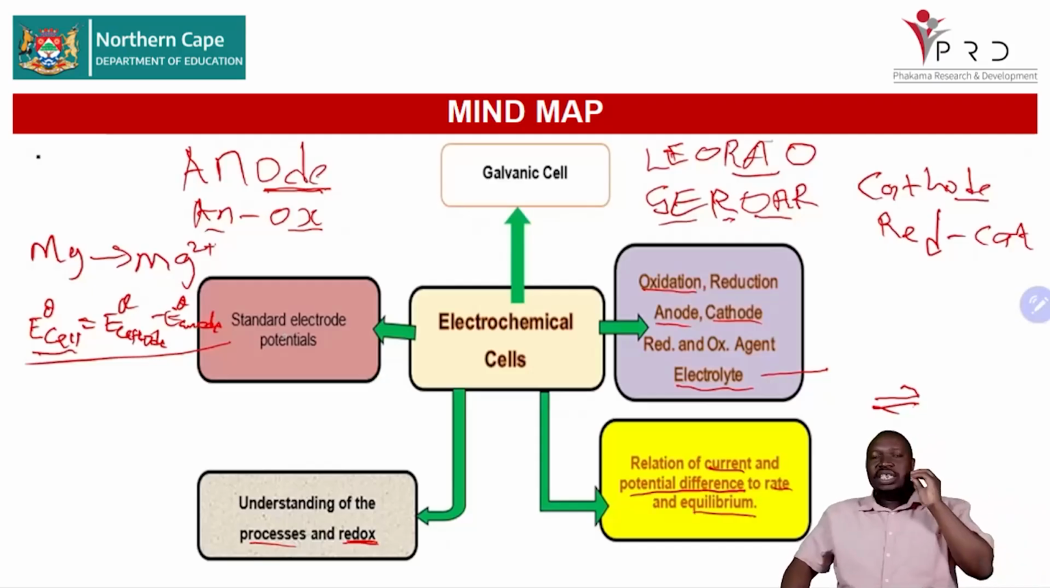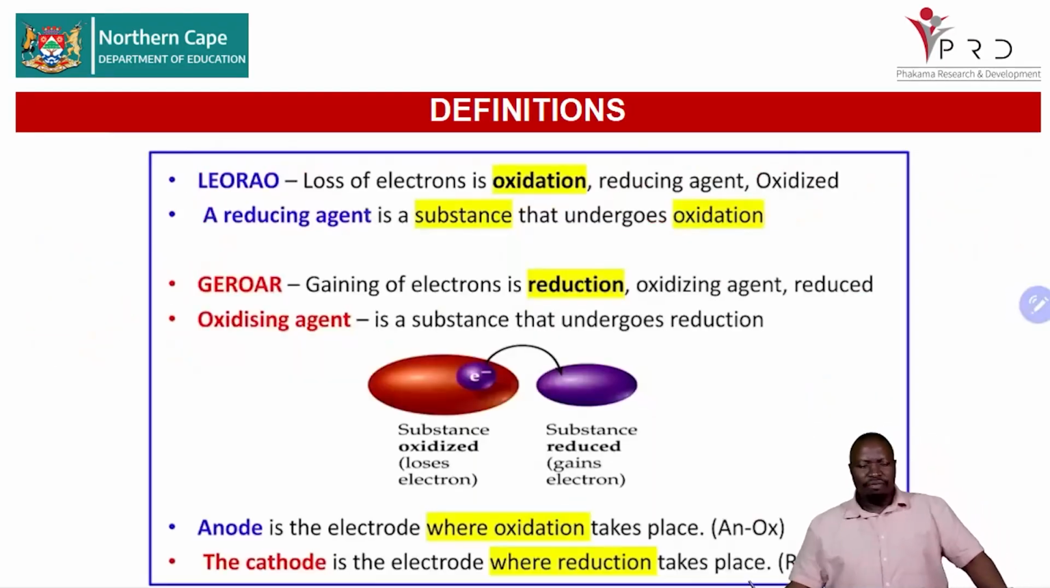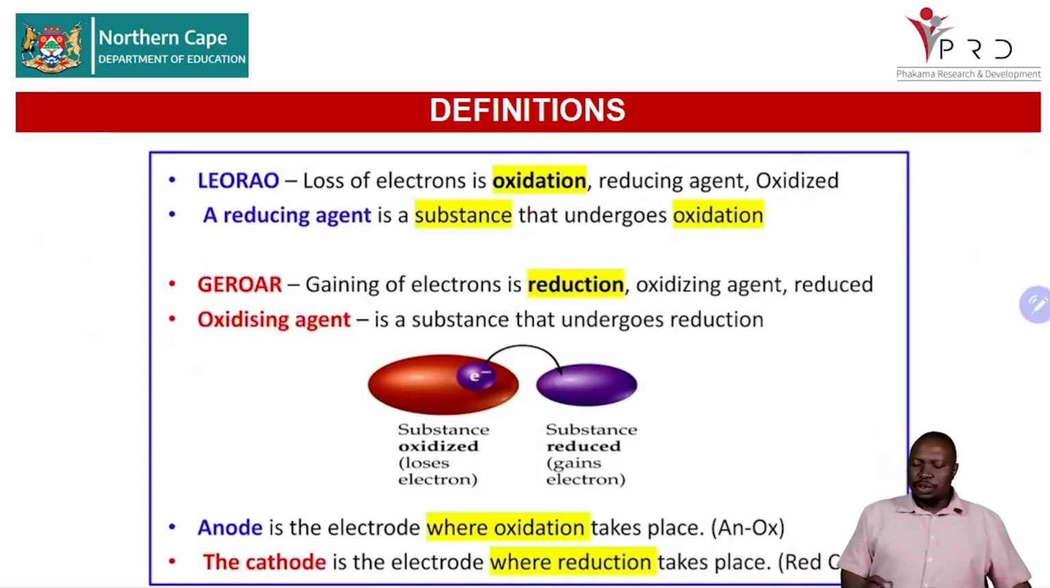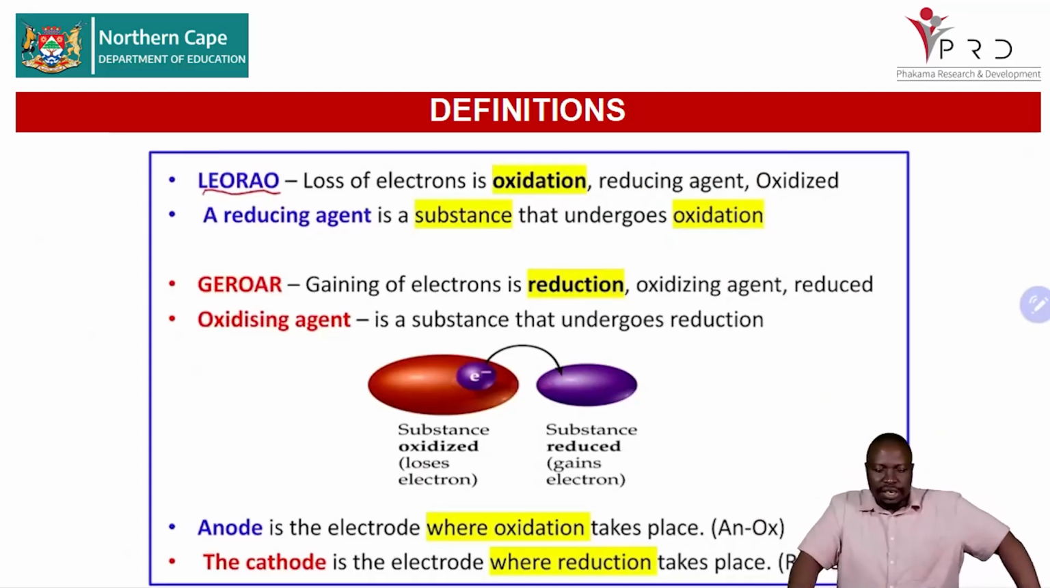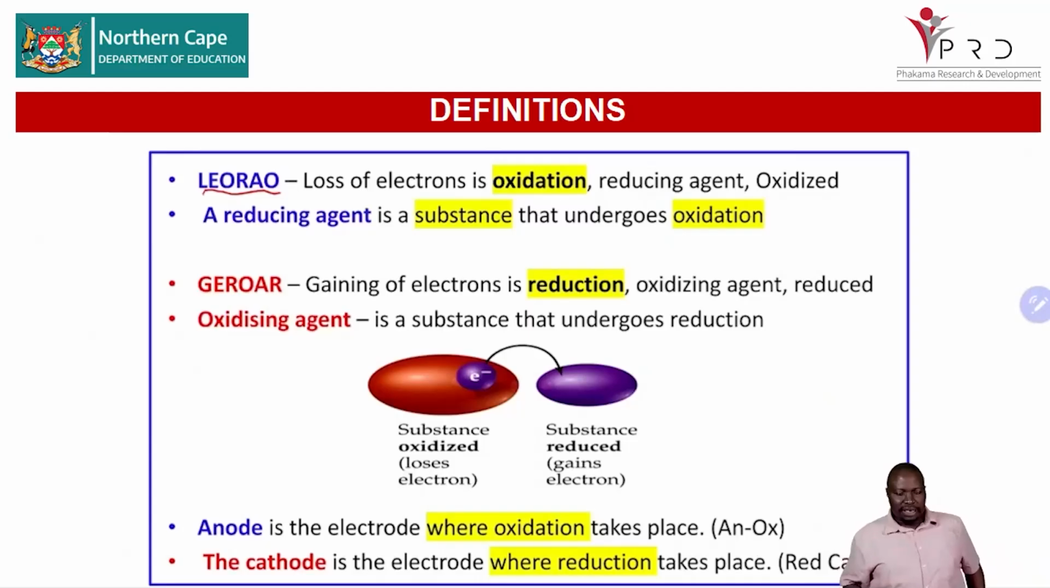So we'll be using the table of standard reduction potentials. Remember, we have table 4A and table 4B. We'll go through them so that we remind you what these tables mean and how you must use them to answer questions. Now, we have done the definitions already, so I won't spend much time here. We define loss of electrons as oxidation. We said the reducing agent is the substance that undergoes oxidation, and that substance is oxidized. Those are the definitions that you will always remember.